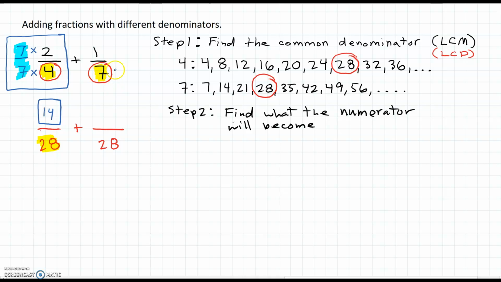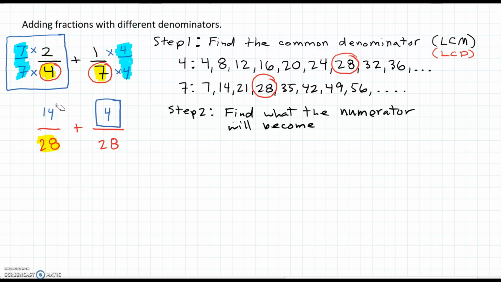Same idea here. You need to think, okay, what do I have to multiply 7 by to get 28? Well, that's going to be 4. And now we're trying to figure out what number would go here. So since we multiplied the denominator by 4, you're also going to multiply the numerator by 4. And we know that 1 times 4 would be 4. Again, the same thing here. This 4 divided by 4, that's just like multiplying that by 1. Okay, because 4 divided by 4 is equal to 1. So now we have this.